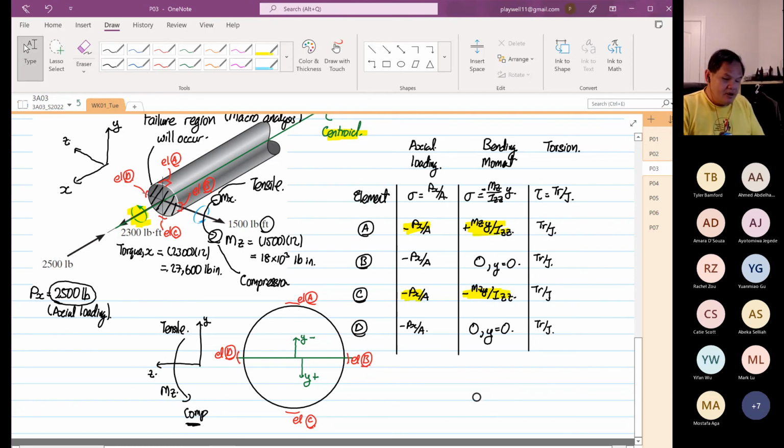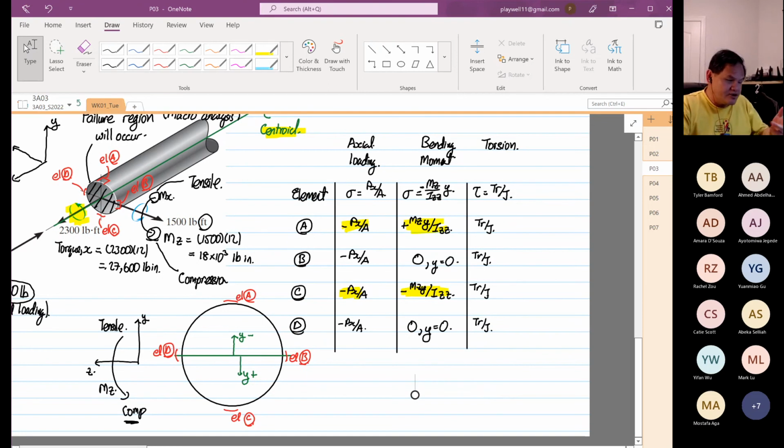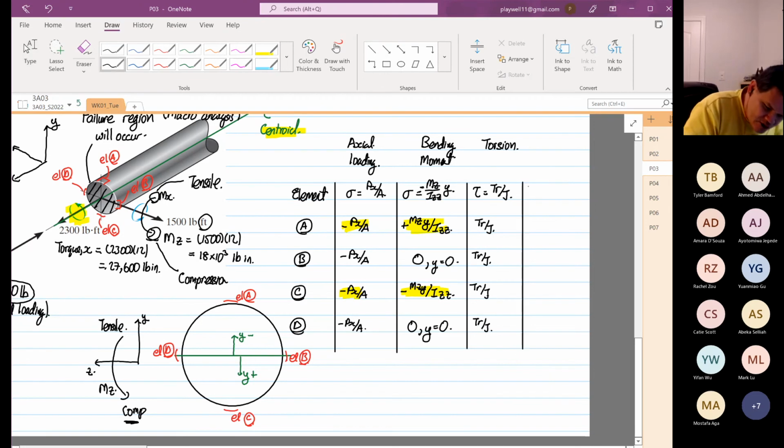Straightforward. Now, there is another stress that I don't think you were taught a lot in 2P. You were given an introduction. And this is due to the shearing stress. So the shear stress is equal to VQ over It. And this is due to the shear force. Remember I told you you learned how to draw shear force and bending moment diagrams.